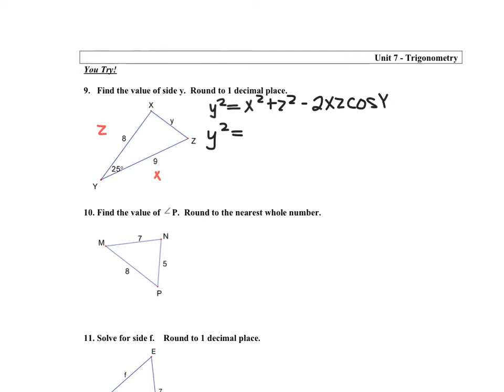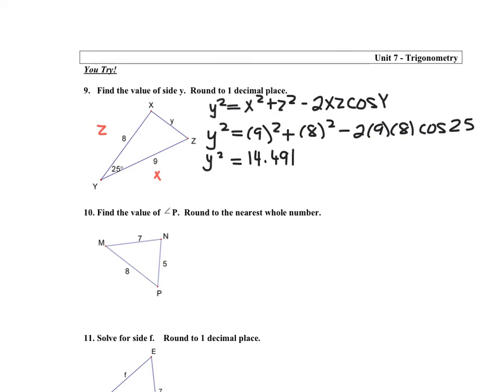So x squared, that's going to be 9 squared, z squared, that's 8 squared, minus 2 times the 9 times the 8, and then cos of that opposite angle, which is 25. Okay, can plug this into your calculator. So 9 squared plus 8 squared minus 2 times 9 times 8 times cos 25. And I got 14.4917. And then we can square root both sides.